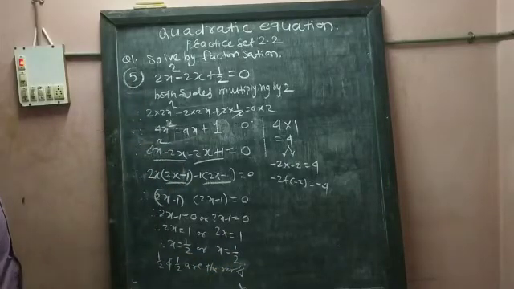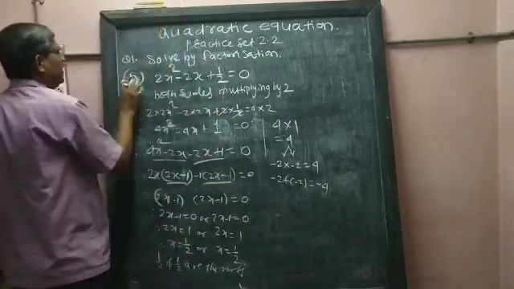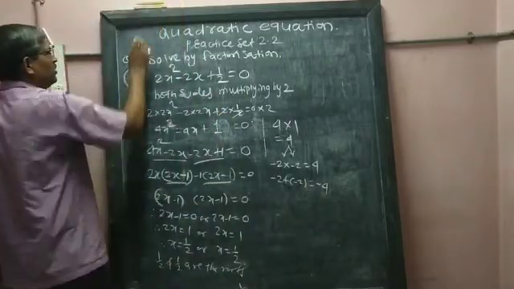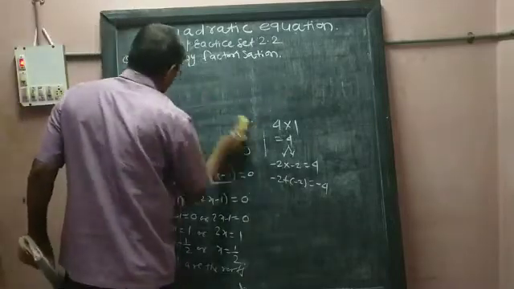Okay. Now we will go to the second question. Second question is question number 6. I will do your correction, question number 6. And now I am going to write the new question.